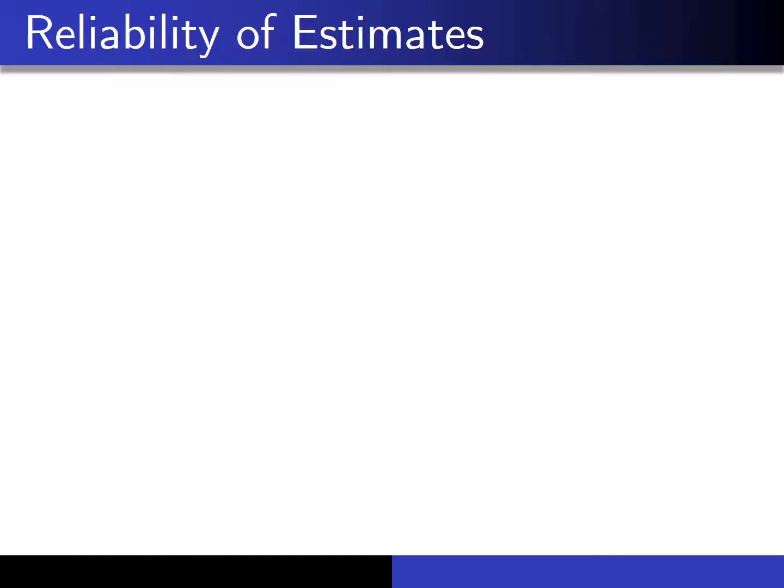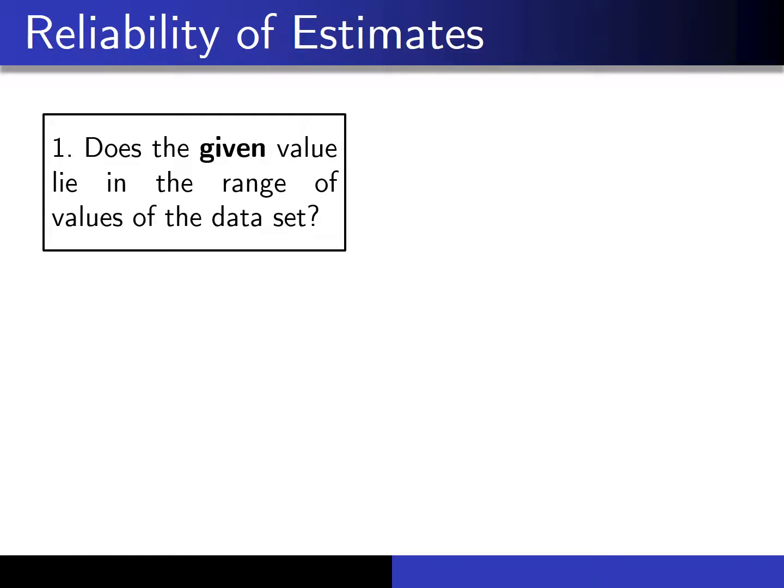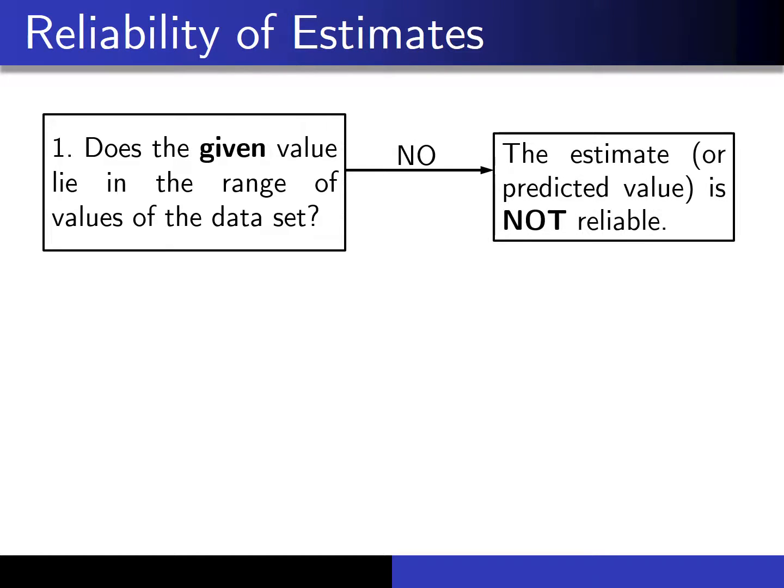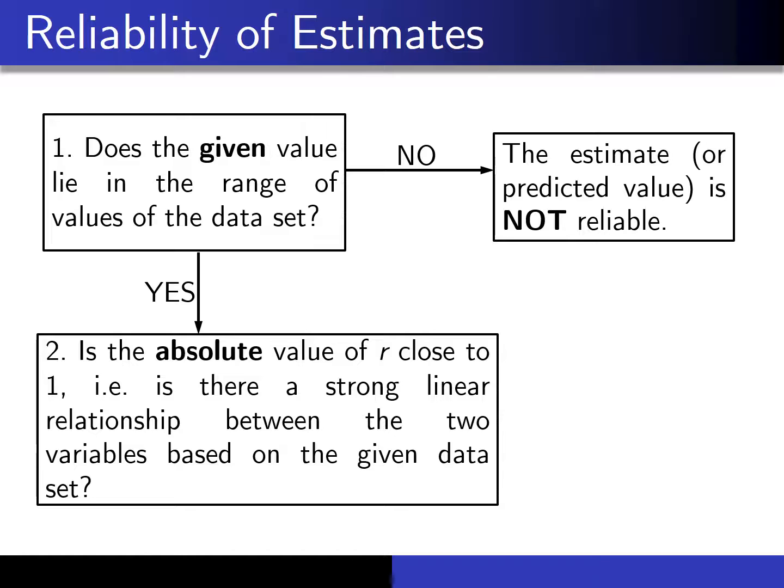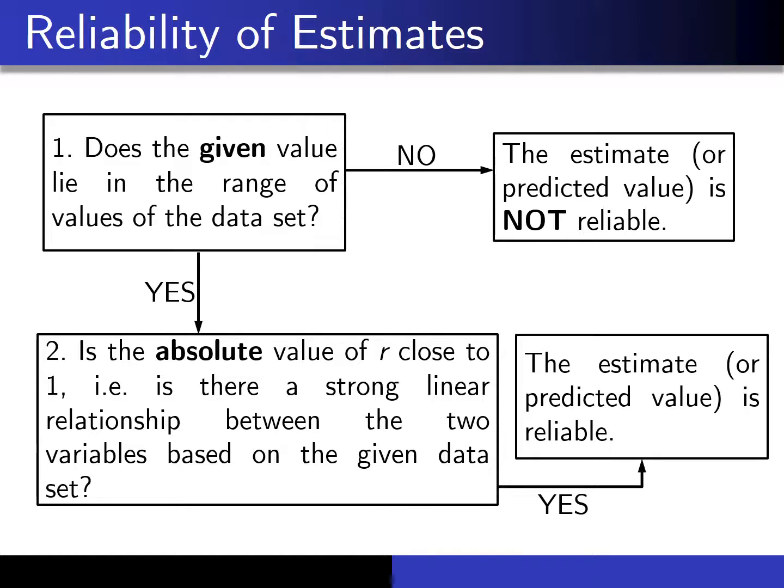Therefore, to determine if an estimate or predicted value obtained from a regression line is reliable, we consider the following questions. 1. Does the given value lie in a range of values of the dataset? If the answer is no, we can immediately conclude that the estimate is not reliable. If the answer is yes, we consider the next question. 2. Is the absolute value of r close to 1? If the answer is yes, then this means the linear model is a good fit for the data, and therefore we can conclude that the estimate is reliable. However, if the answer is no, then a linear model may not be a good fit for the data, and hence we conclude that the estimate is not reliable.